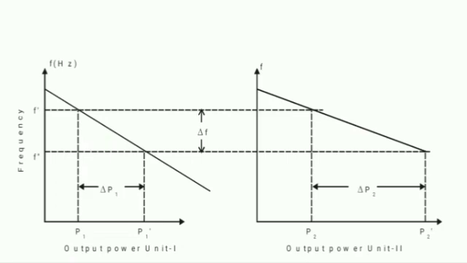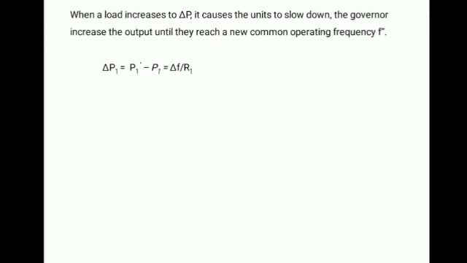Similarly, on the right hand side we can see that when the load is increased from P2 to P2 dash, there will be a change in the power denoted by delta P2, and correspondingly the frequency will get reduced from f dash to f double dash. Here we have to remember that as the load is increased, the frequency changes, because we are not assuming any load frequency control mechanism here. Fine. So as the load increases, it will cause the units to slow down, and the governor increases the output until they reach a common operating frequency f double dash.